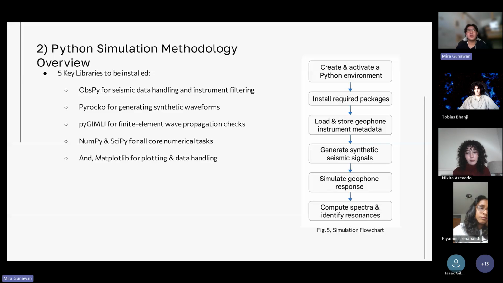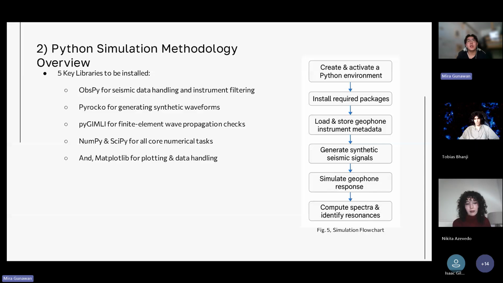Next, we generate synthetic seismic signals using Pyroco's local engine. We define a simple one-layer Earth model and a Ricker wavelet source. The engine computes what the ground motion would look like at a point 10 meters away. We write that result as a mini-seed file, the same format used by real seismometers. Next, we load both our synthetic waveform and our geophone metadata JSON, and we tell OBS Python to apply the poles and zeros filter for, say, the 4.5 hertz geophone. The result is a new mini-seed file that represents the voltage output we see in the field.